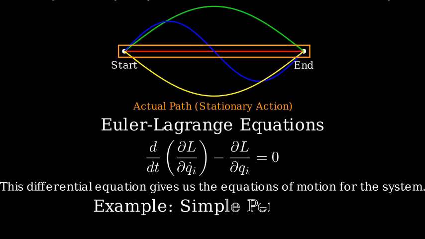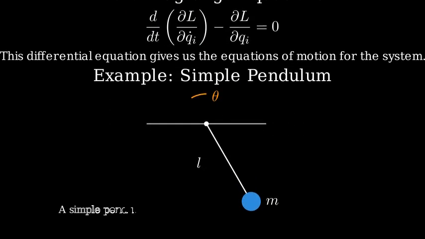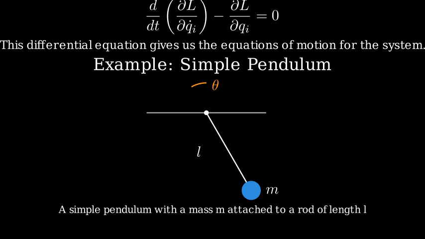Now, let's work through a classic example, the simple pendulum. This will help us see how Lagrangian mechanics works in practice. We have a mass m attached to a massless rod of length L, swinging without friction under gravity. We'll use the angle theta as our generalized coordinate, measured from the vertical.